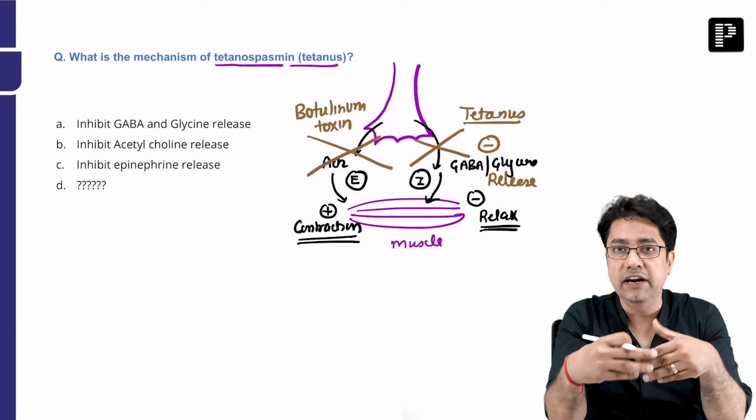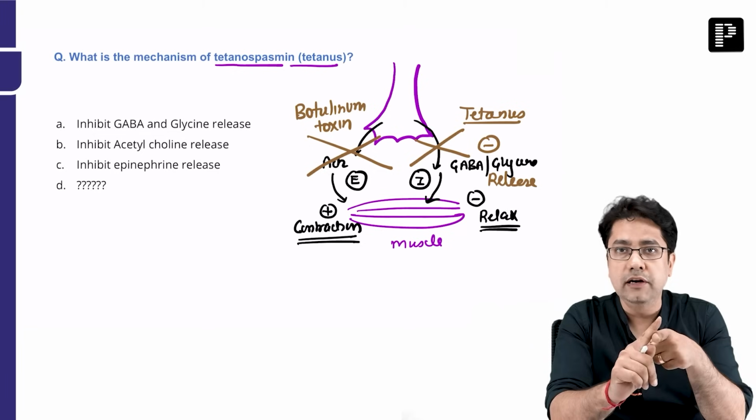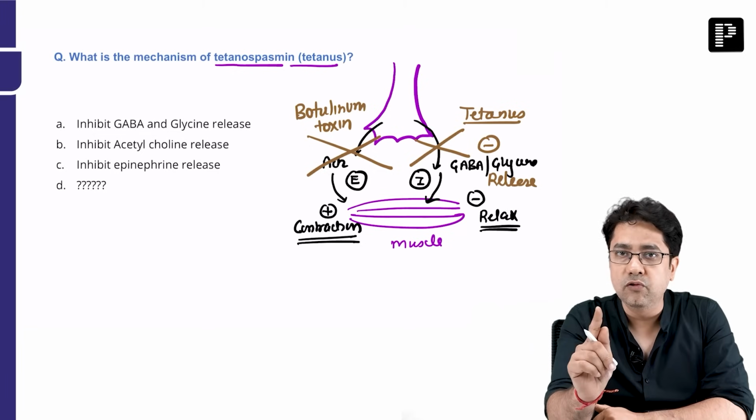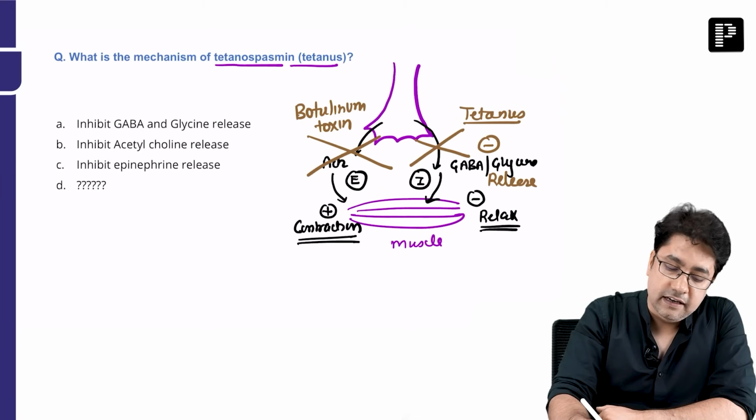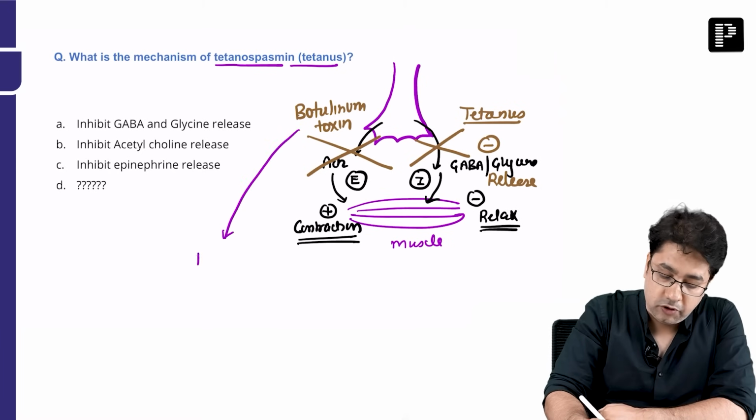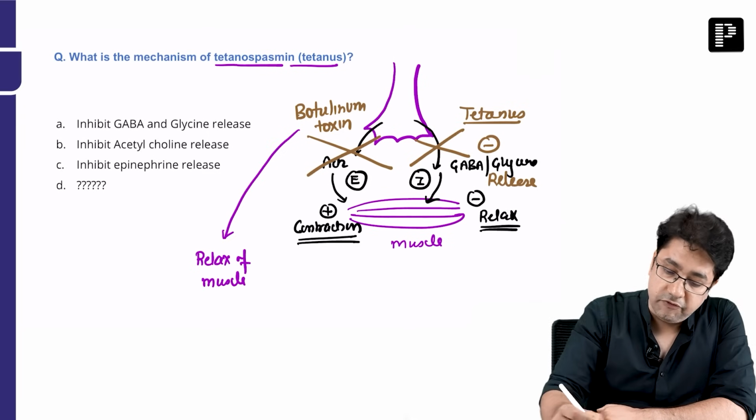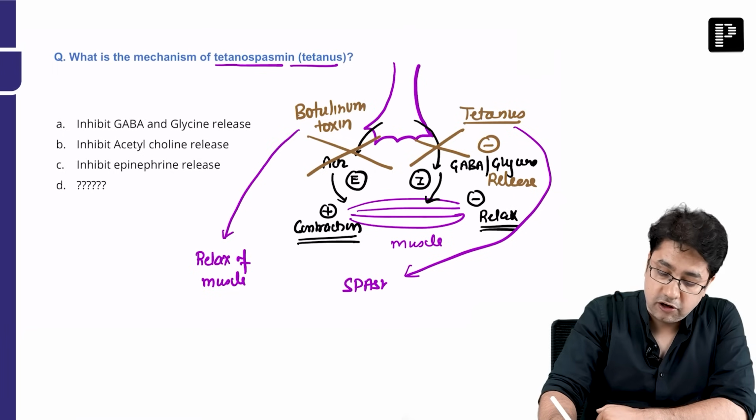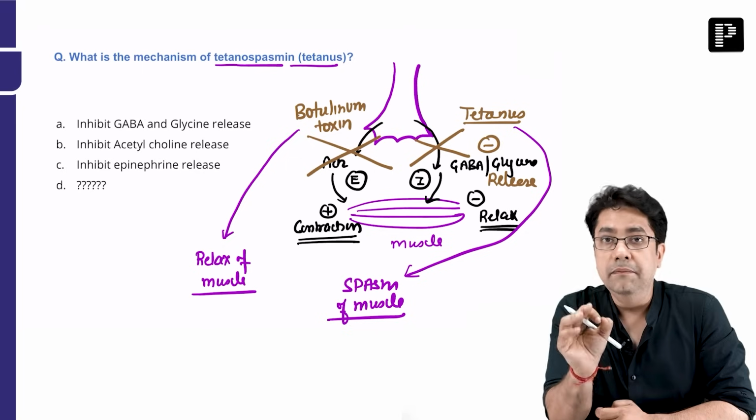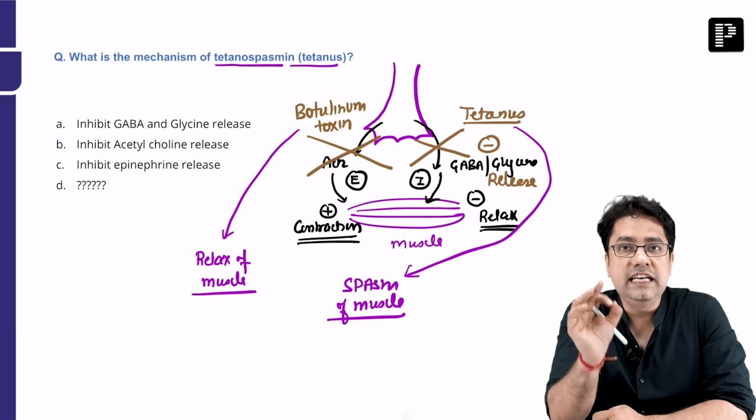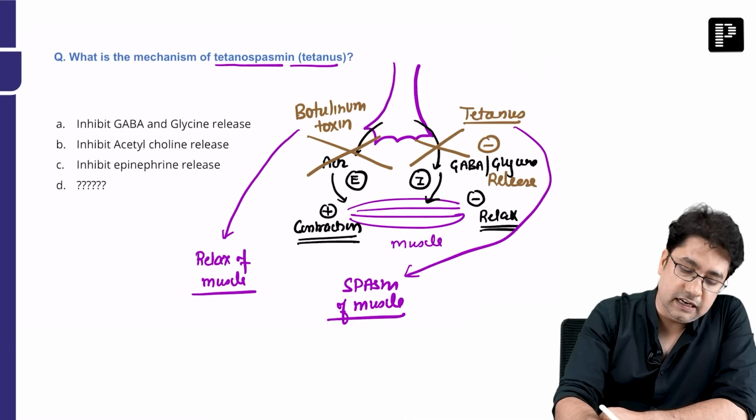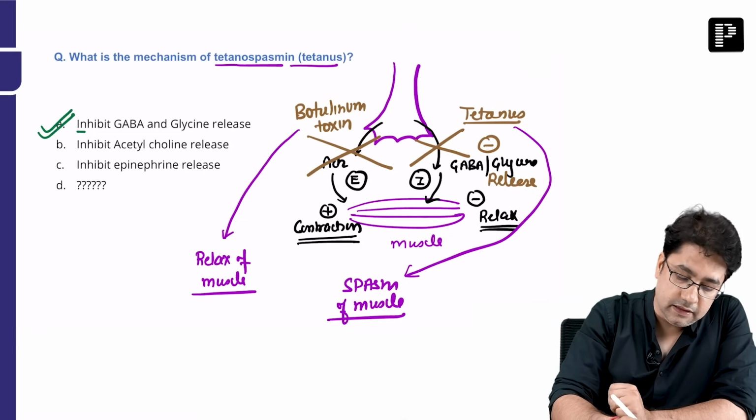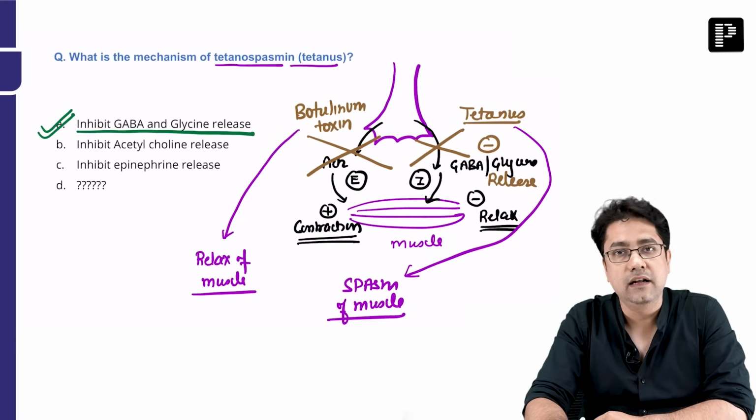Now, can we say the effect will become opposite? Botulinum toxin inhibits the release of acetylcholine, so muscles will not contract, hence botulinum toxin will lead to relaxation of muscles. While tetanus toxin will lead to spasm or contraction of muscles, because it inhibits the release of inhibitory neurons' transmitters. That is why it is known as tetanospasmin. Hence, the answer for our question is A. They inhibit the release of GABA and glycine.